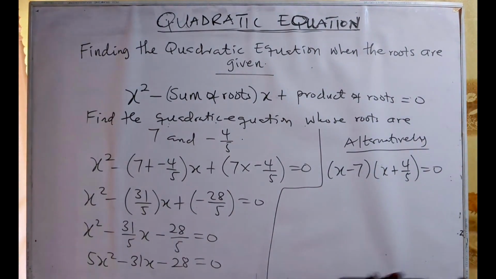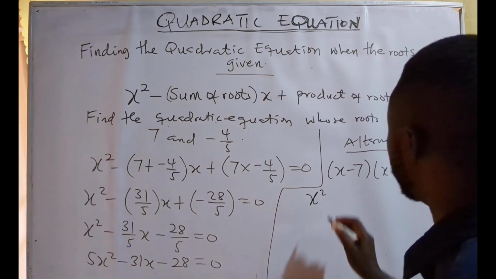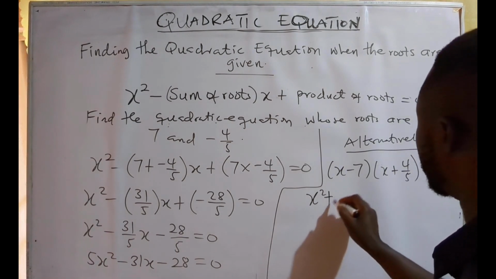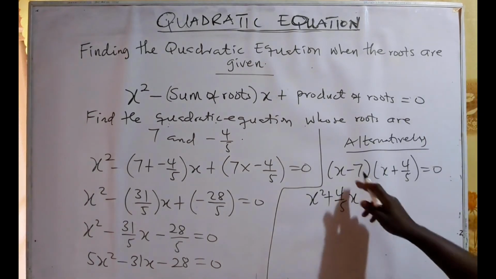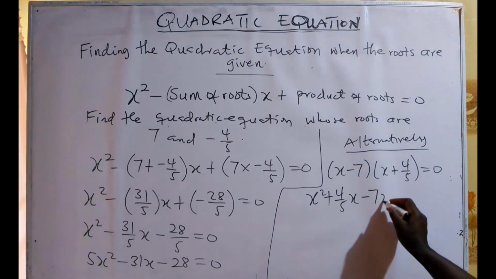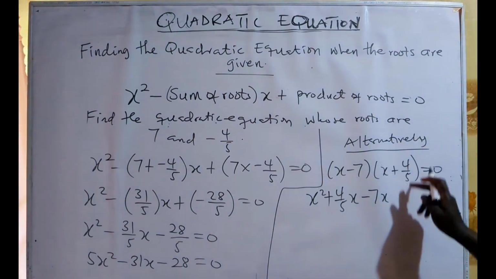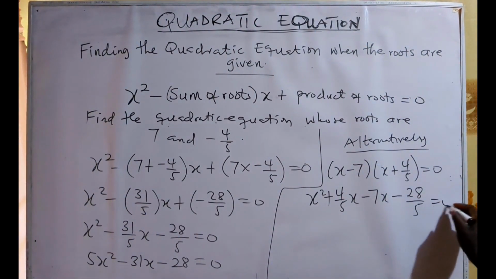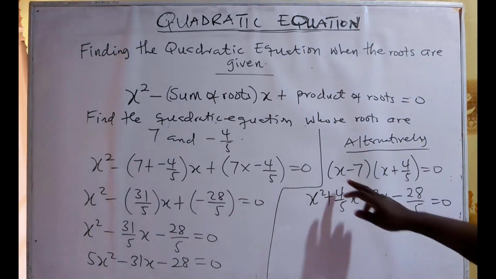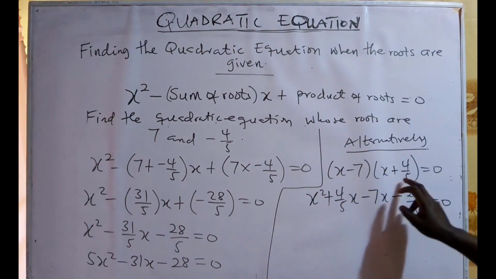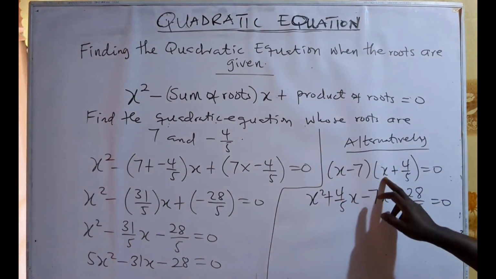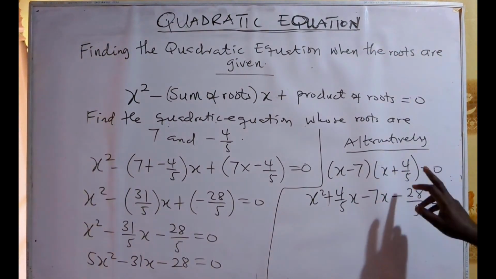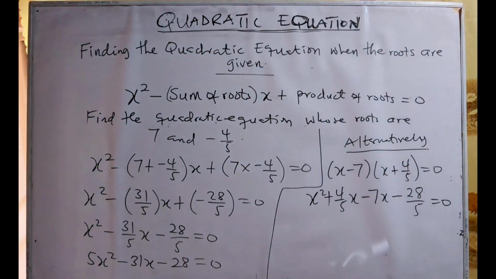So we are going to multiply x by x. Then have x squared, then x by 4 over 5 will give us plus 4 over 5x. Then minus 7 times x will give me minus 7x, and then minus 7 times 4 over 5 will give me minus 28 on 5 equal to 0. All right, so this is what we have. x times x gives x squared, x times 4 over 5 is 4 over 5x, minus 7 times x gives minus 7x, and minus 7 times 4 over 5 gives minus 28 on 5.